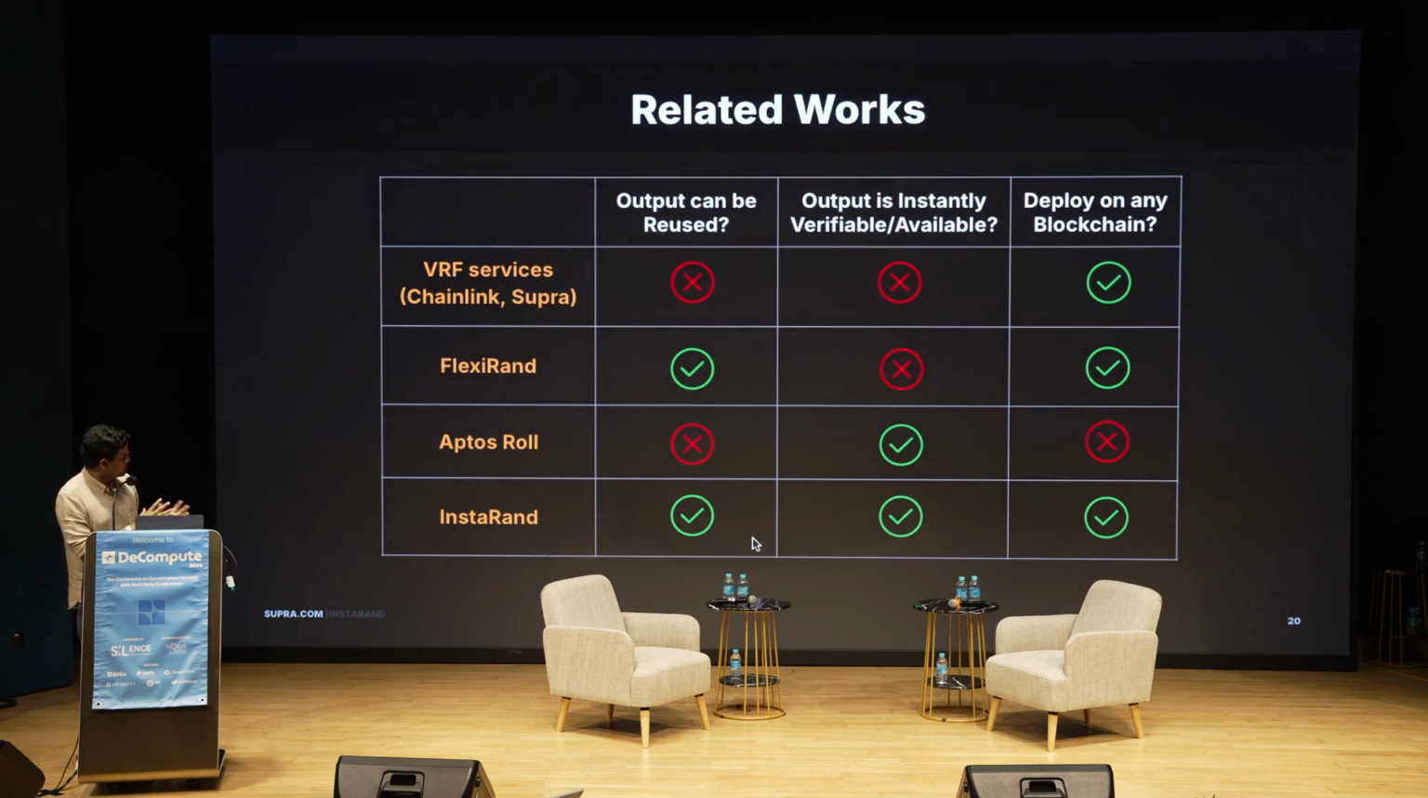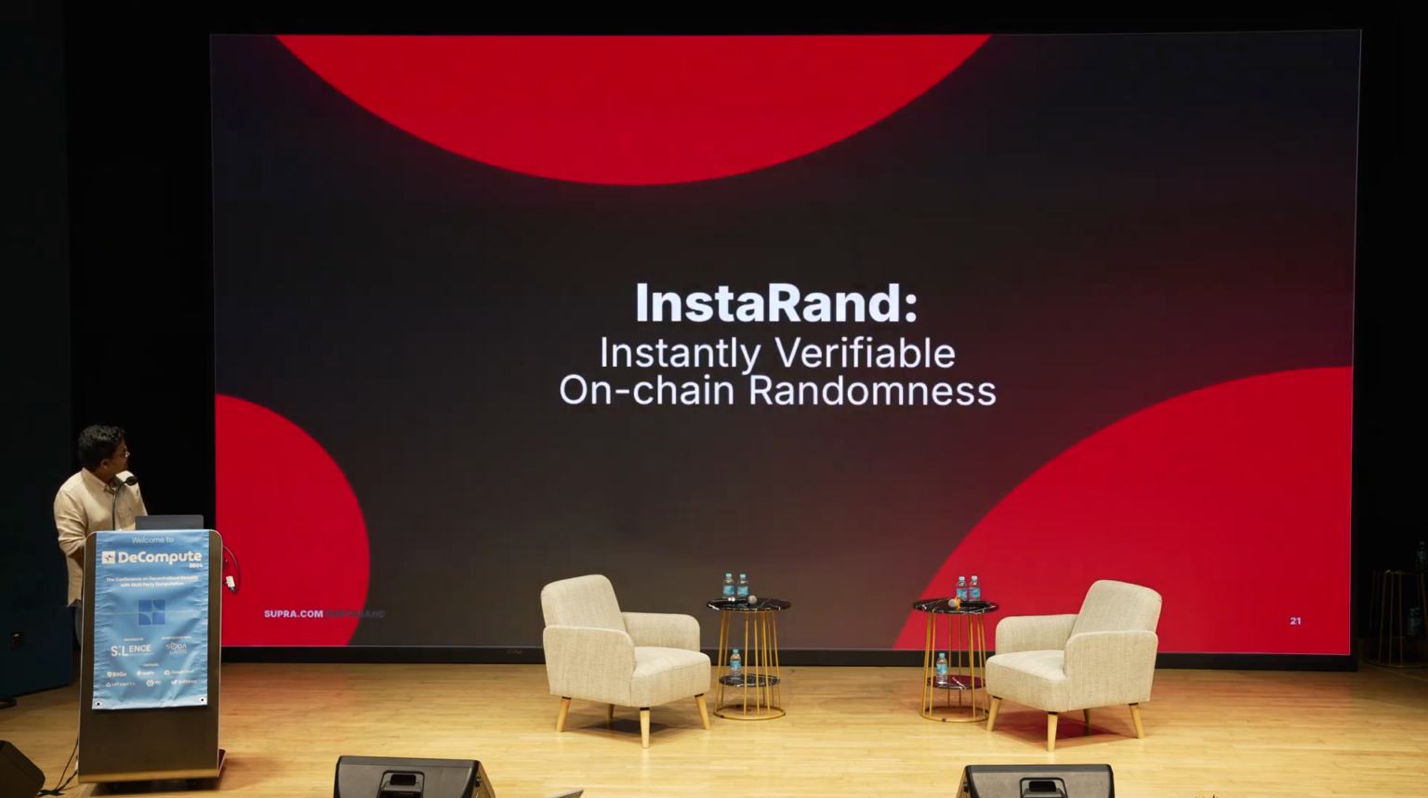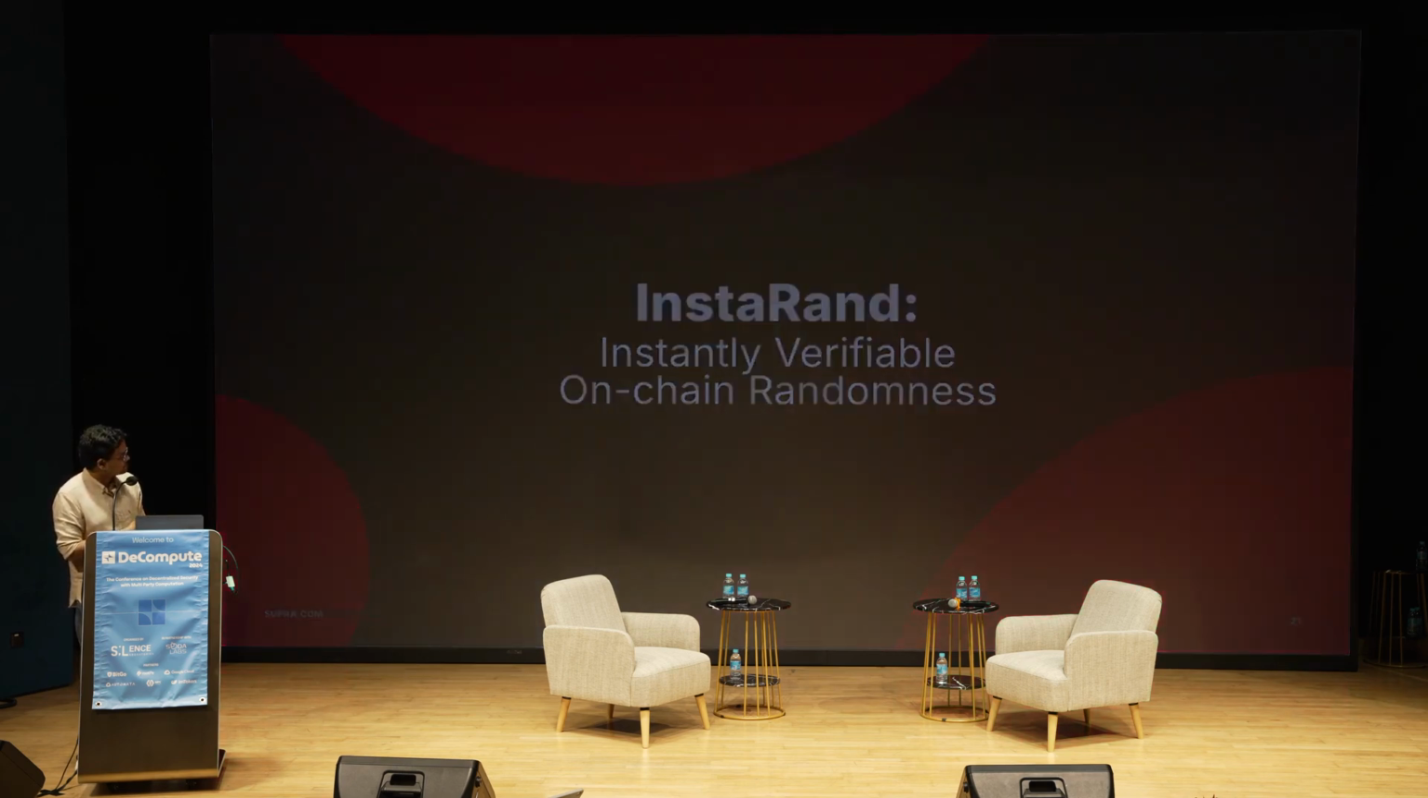And finally, we have InstaRand, where I will show you how to reuse the output, and the output is instantly verifiable. I mean, you can instantly generate multiple outputs without querying the VRF service. You can verify them, and you can deploy it on any blockchain because it does not rely on the underlying blockchain consensus mechanism. So now let me talk about InstaRand, or instantly verifiable on-chain randomness.